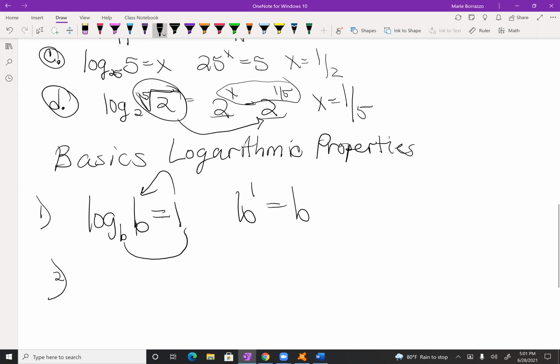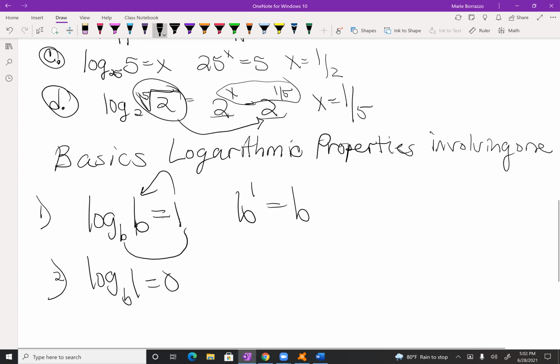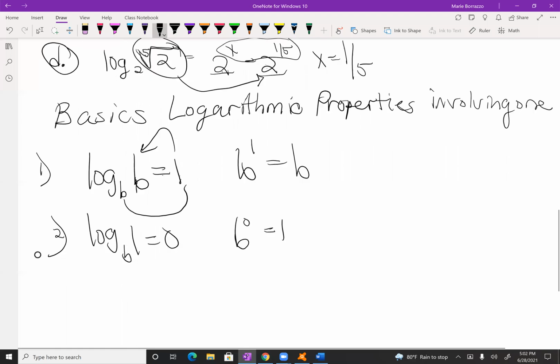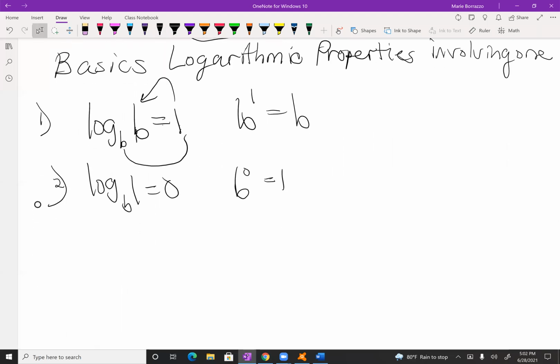That's cool. The second property that we need to know, and by the way, these are properties involving 1, is log base b of 1 is equal to 0. And that is true because b to the 0 is 1. Anything to the 0 is 1, right? So those are just two properties that they want you to know. And these two properties are going to now tie to example 4.